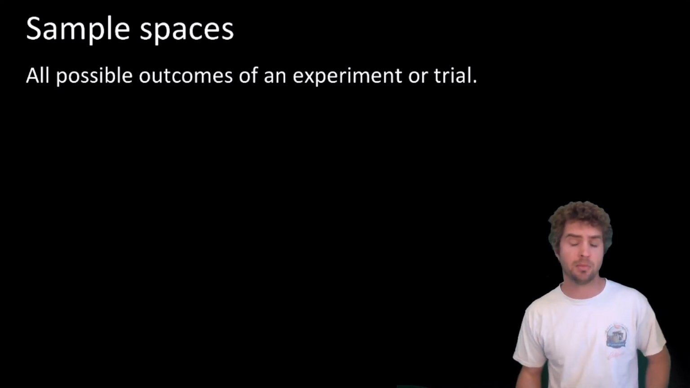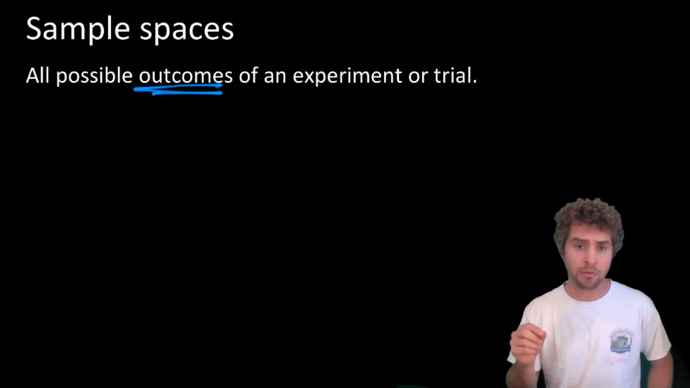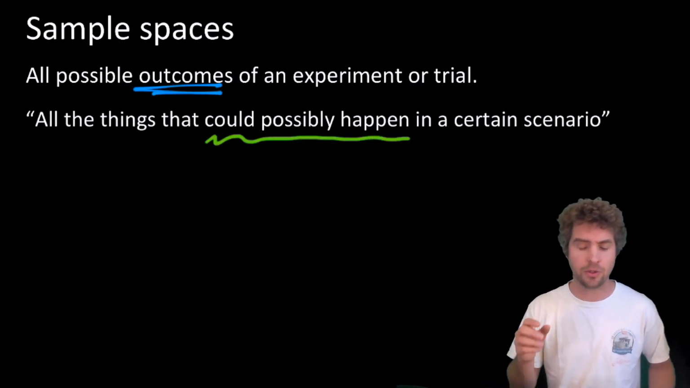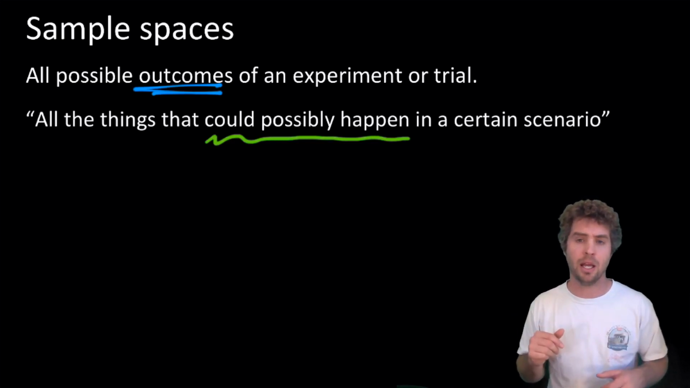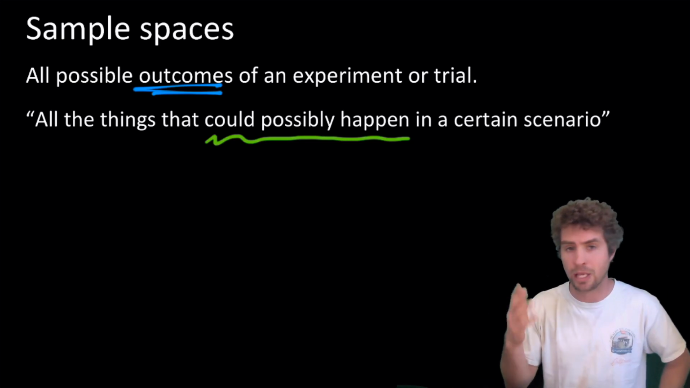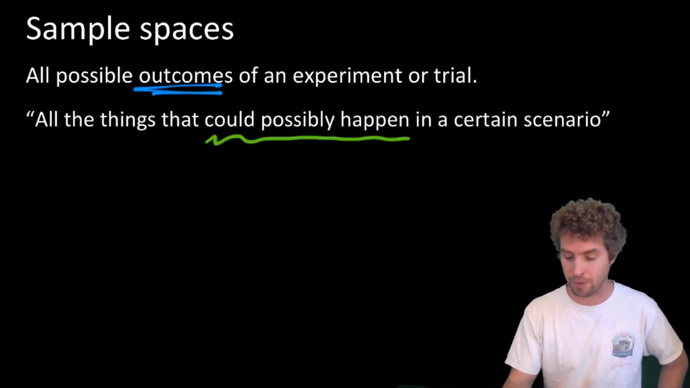So sample spaces. What are sample spaces? Sample spaces are all the possible outcomes of an experiment or a trial. So basically, something's going on. It's all the different things that could possibly happen, right? That's how I describe it in everyday language. It's just the different things that could happen. What are the outcomes? What are the events that could occur?